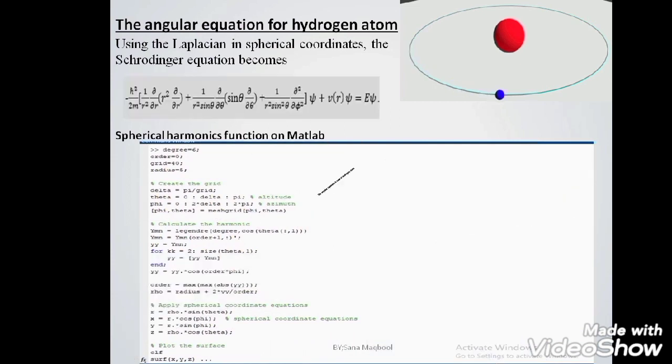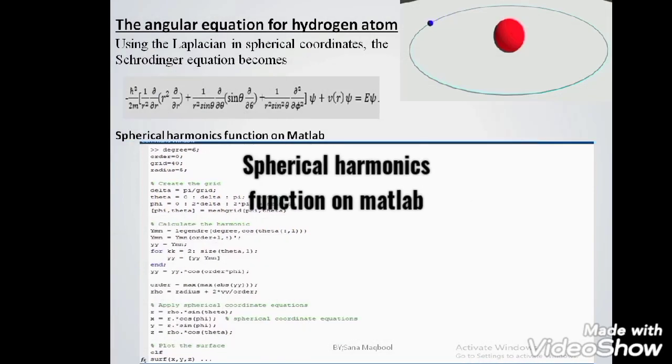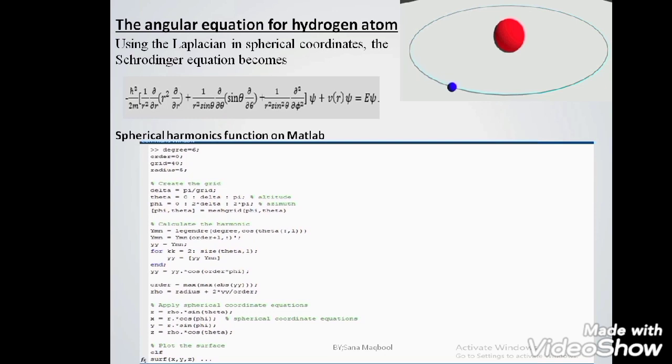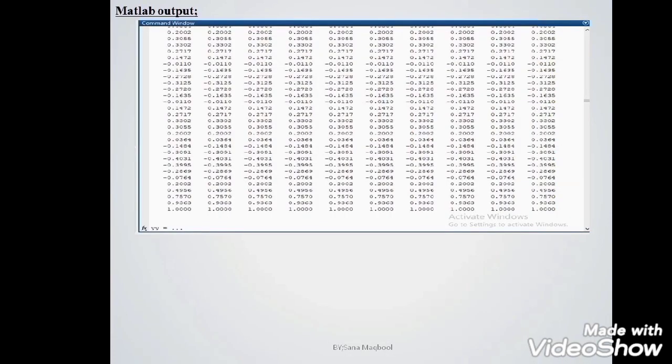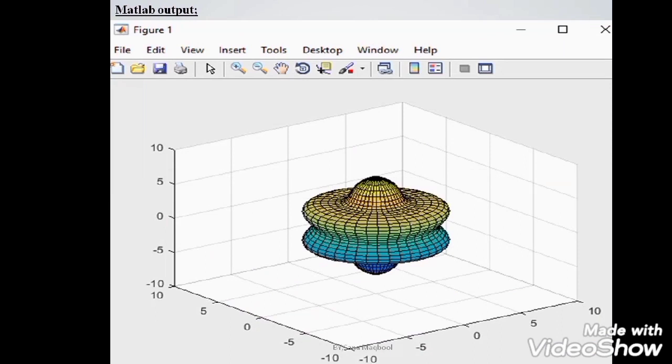Then comes the angular equation for the hydrogen atom. This equation is solved by using the Laplacian in spherical coordinates. The Schrödinger equation attains this form, and the spherical harmonics are also plotted in MATLAB. First we need to create a grid, then we will calculate the harmonics, and after applying the spherical coordinates we will get this MATLAB output, and this is the plot for the spherical harmonic function of the hydrogen atom.